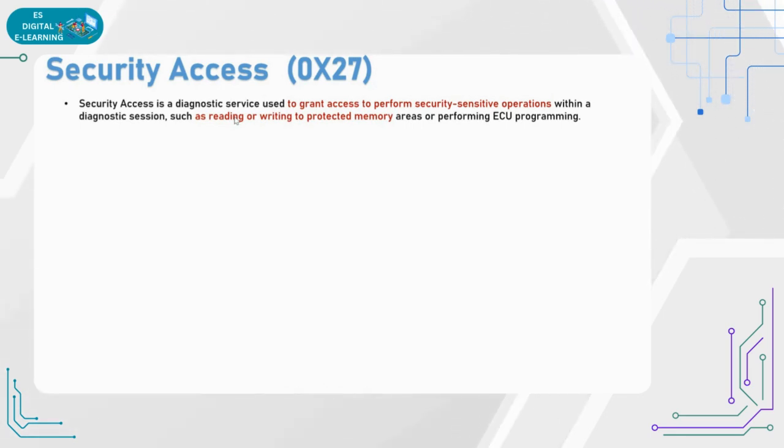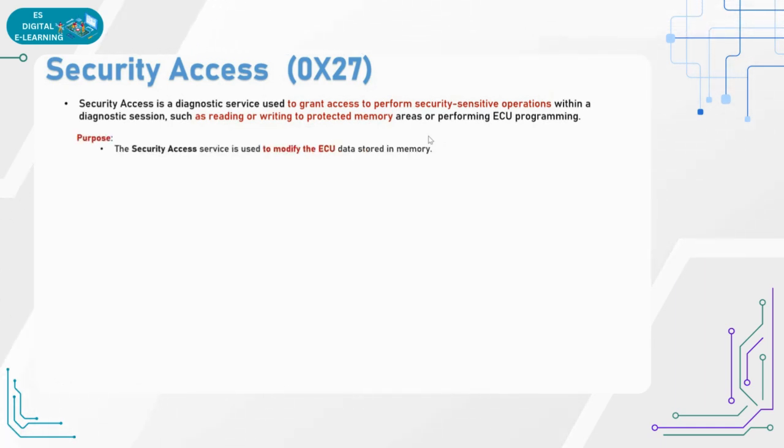Okay, so this is what is highlighted in red. Security access is a diagnostic service. It is used to grant access to perform security-sensitive operations within the diagnostic sessions, such as reading or writing to the memory areas. We need the security access. Without security access, it is difficult to take the data. Is it clear? Yes, sir.